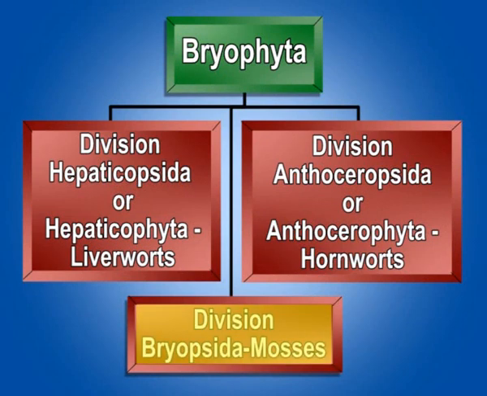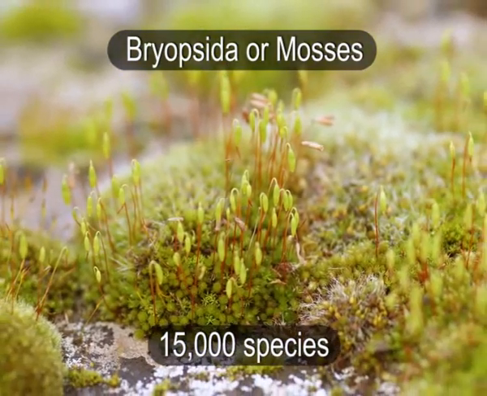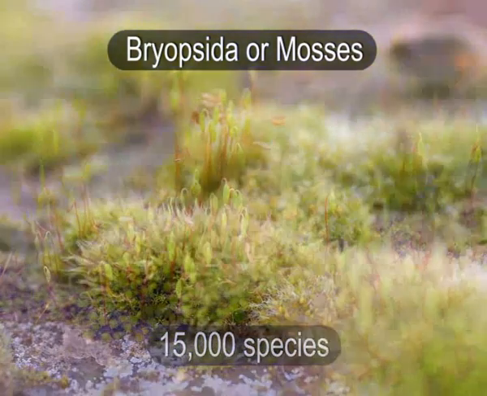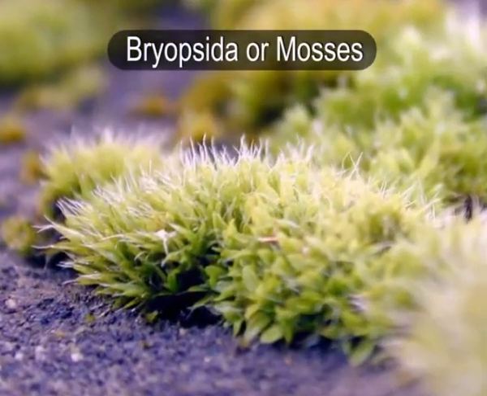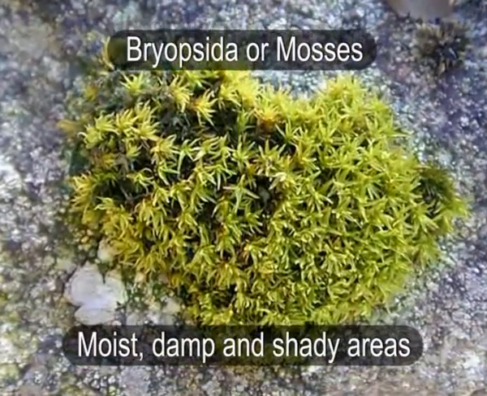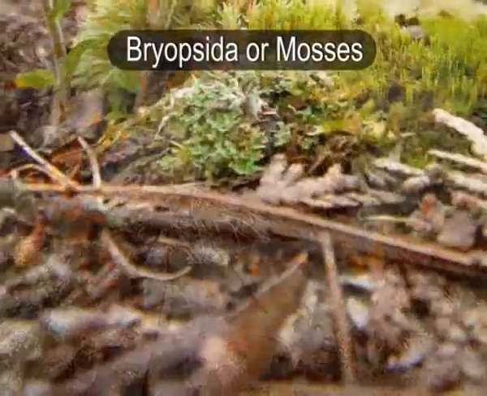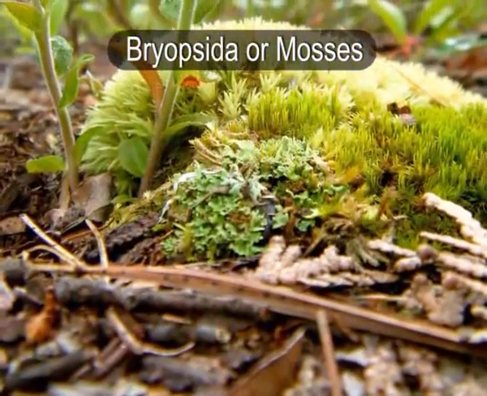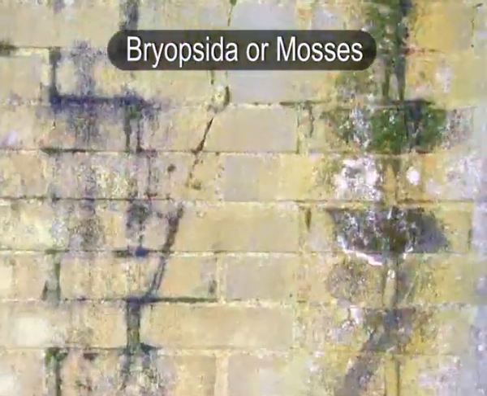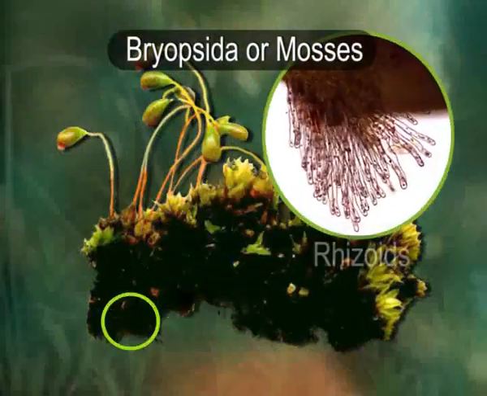In Bryophyta, the mosses are the largest of the three classes. There are more than 15,000 species of mosses worldwide. Mosses are mostly found in moist, damp, and shady areas. They are also found on exposed rocks where other plants can't grow, and also on the walls. Mosses also have root-like rhizoids.